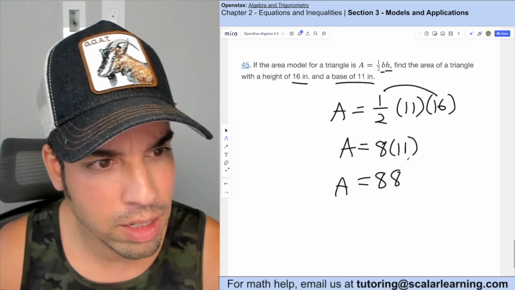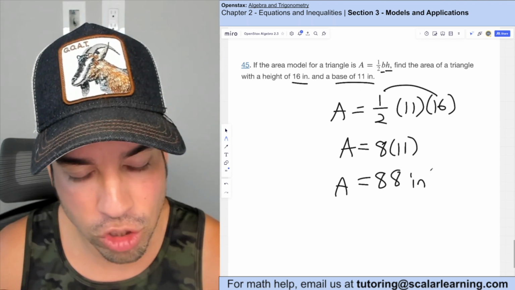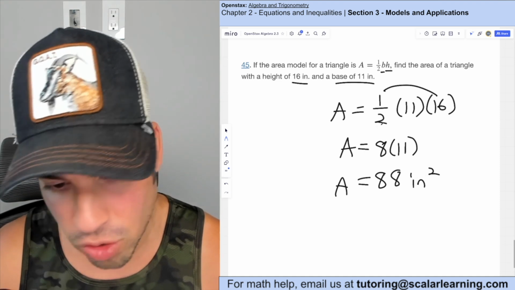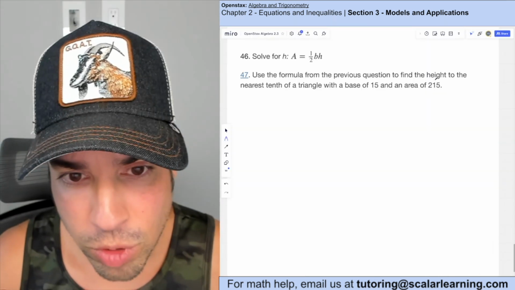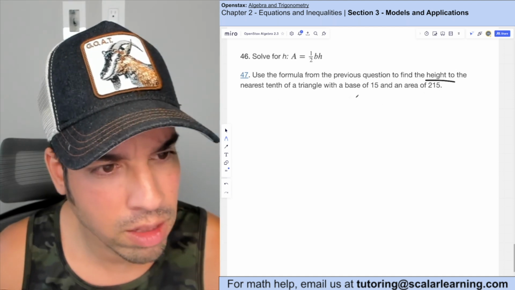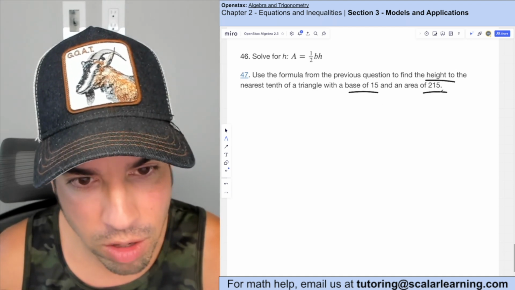And the area is in inches, but squared, because that's area. It's in inches or whatever unit squared. There's your winner. Done. So here we're supposed to find the height to the nearest tenth of a triangle with base 15 and area of 215.